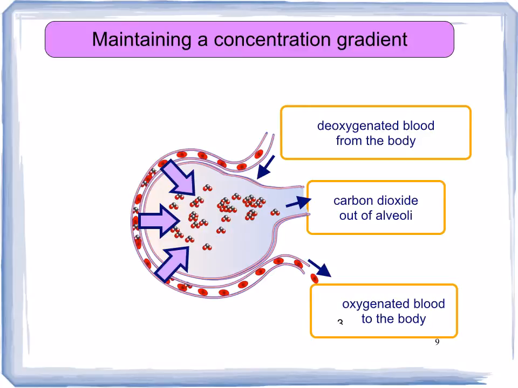So the concentration of carbon dioxide in the blood is high because the carbon dioxide is coming from respiring cells. It diffuses from an area of high concentration in the blood to an area of low concentration in the alveoli. How is the concentration maintained at a low concentration in the alveoli? This is because we're continuously breathing out carbon dioxide. So this maintains a steep concentration gradient.